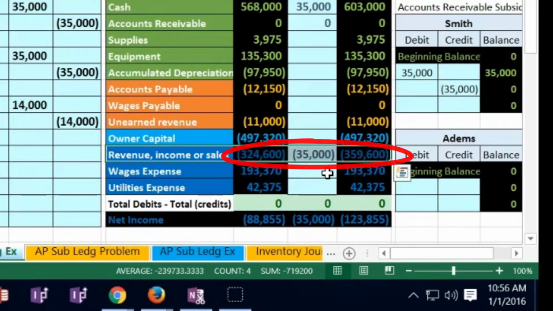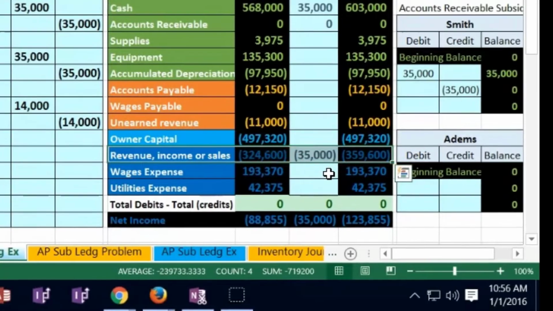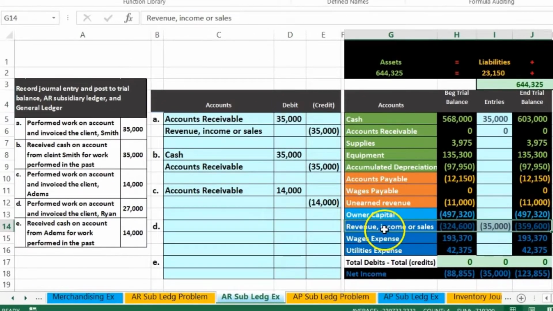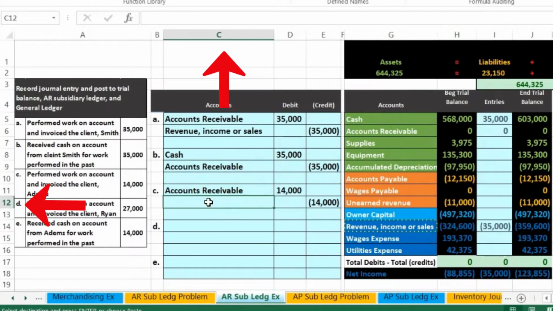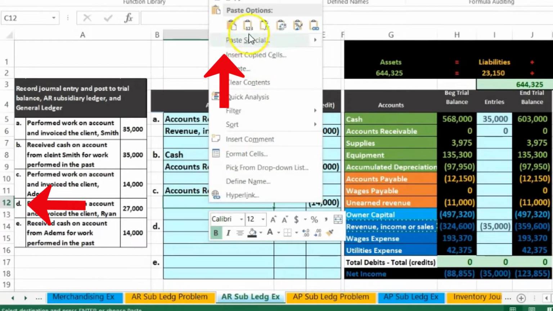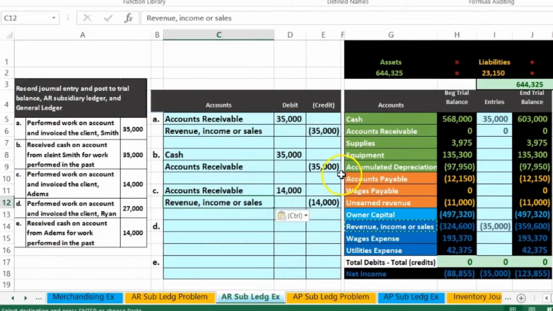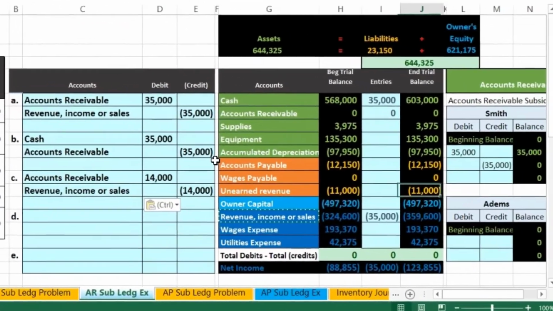So how are we going to make it go up? We're going to do the same thing to it, which of course is another credit. So we're going to credit the revenue account. We always credit revenue. It only gets credited, so I'm going to copy that. We're going to put that on the bottom in C12, right click and paste it 1, 2, 3. So then let's post this out again. We're going to post it to our 3 locations.